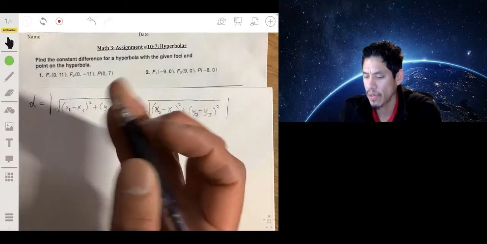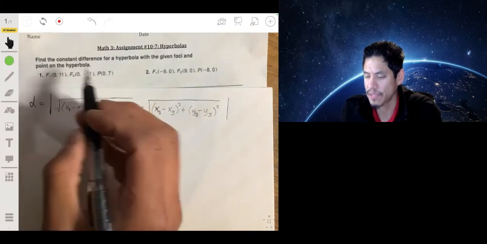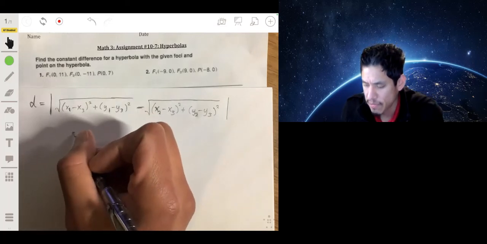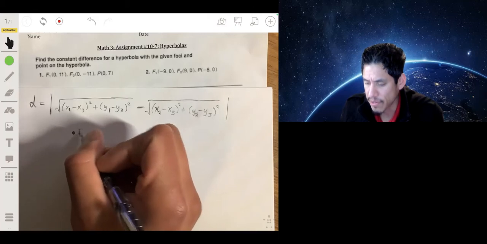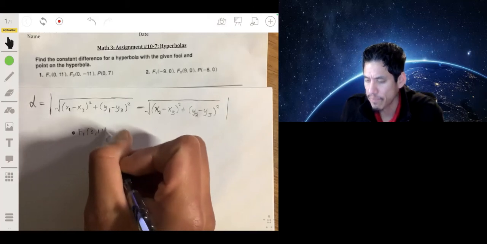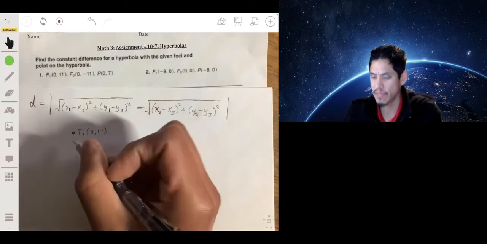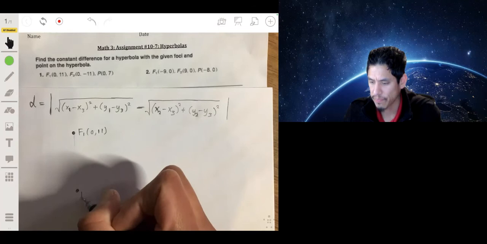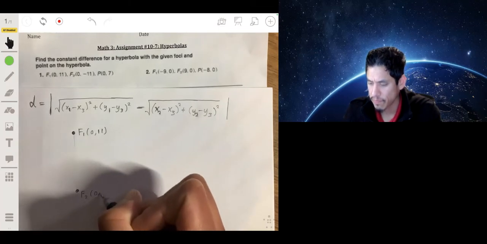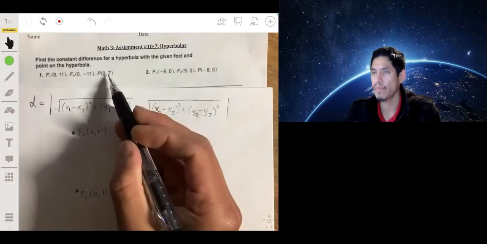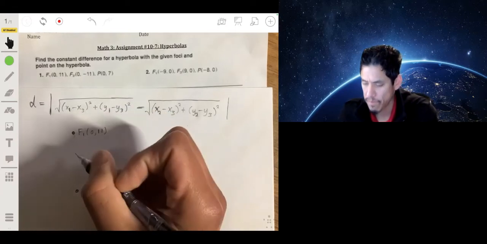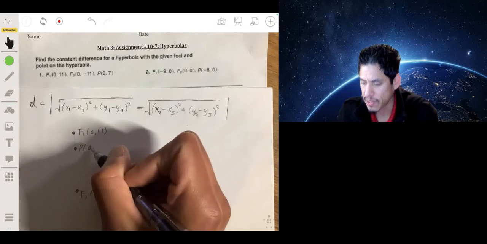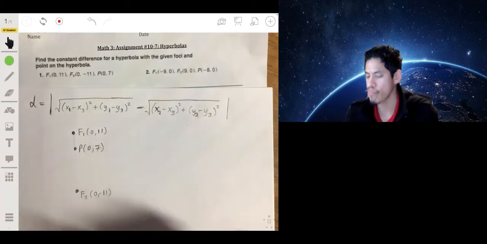So let's just plot these 3 points. F1 will be at 0, 11. We'll draw a little sketch. We'll say 0, 11. F1 is over here. And F2 is at 0, negative 11, so it's going to be directly below. Just draw it over here. And then point P is at 0, 7, so maybe over here or something. Not drawing to scale, but just to get a sense of what's going on.